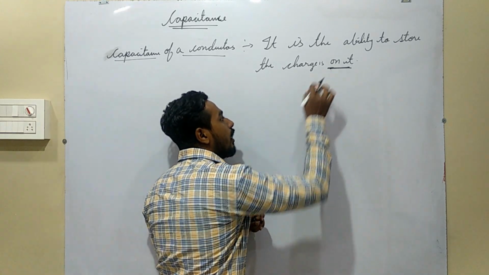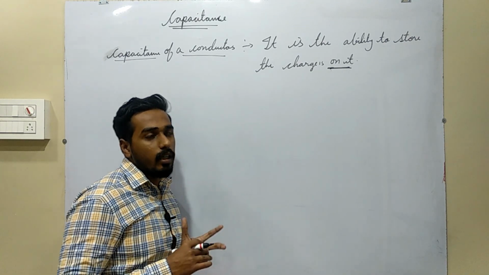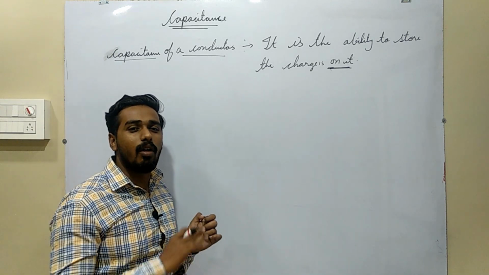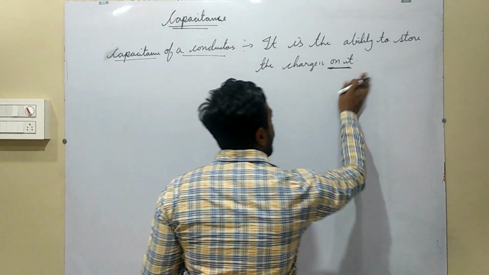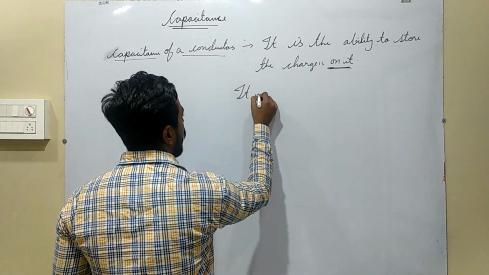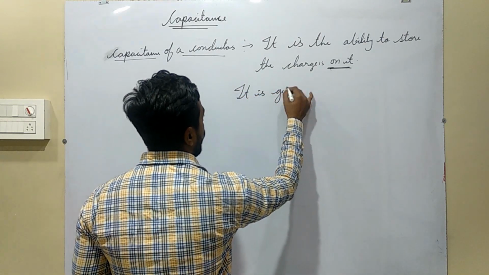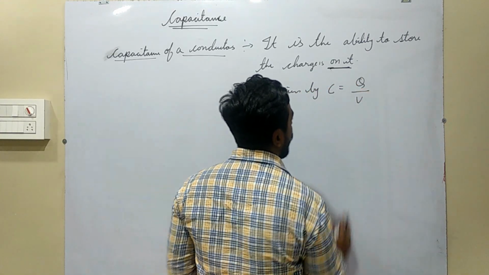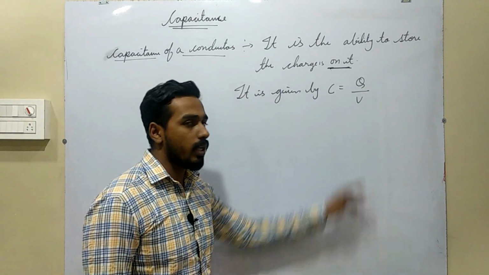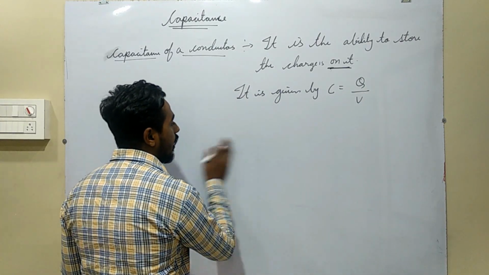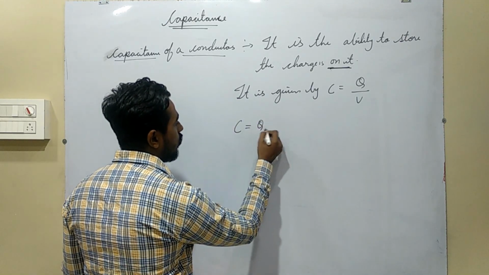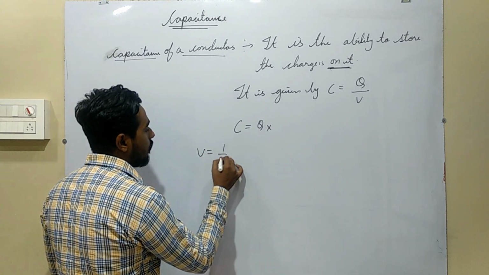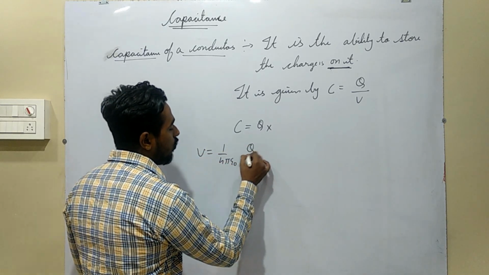There is no charge inside the conductor. Clearly we are mentioning it as on it. It means charges are distributed on the surface only, and it is given by C is equal to Q by V. Q is charge, V is potential difference. This can also be written as C is equal to Q into the value of V, and we know that V is equal to 1 by 4 pi epsilon naught Q by R.